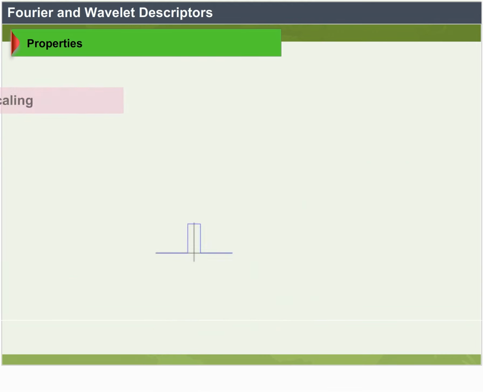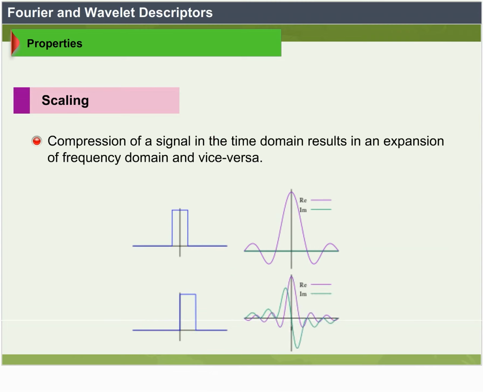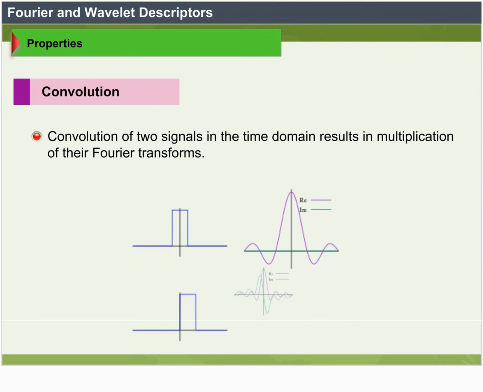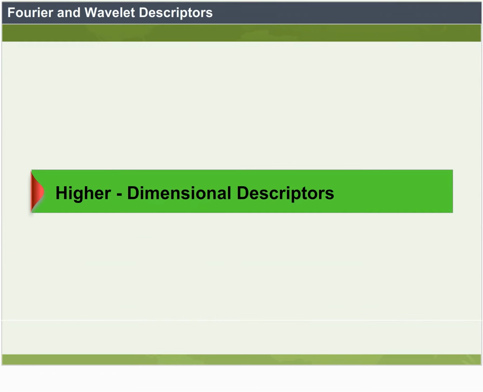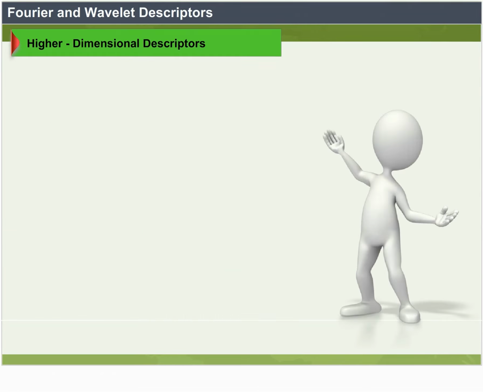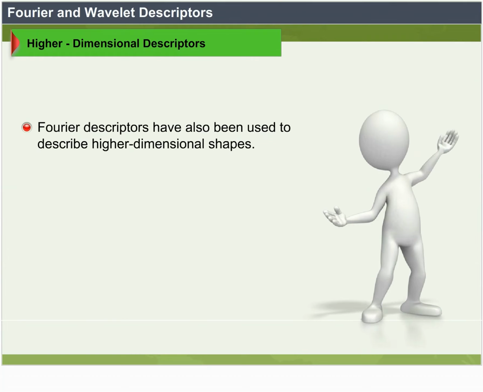Scaling. Compression of a signal in the time domain results in expansion in frequency domain and vice versa. Convolution. Convolution of two signals in the time domain results in multiplication of their Fourier transforms. Higher dimensional descriptors. Fourier descriptors have also been used to describe higher dimensional shapes.